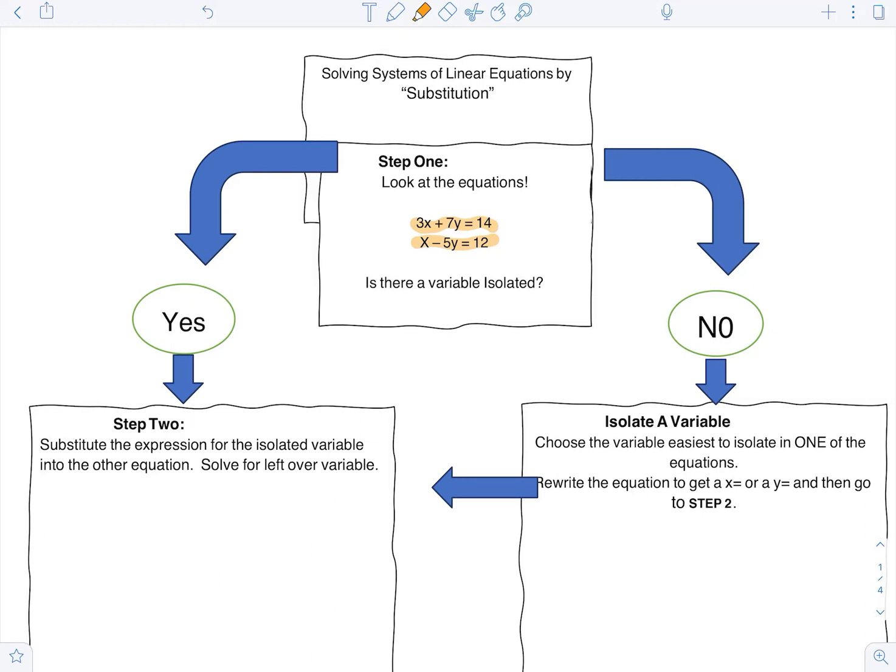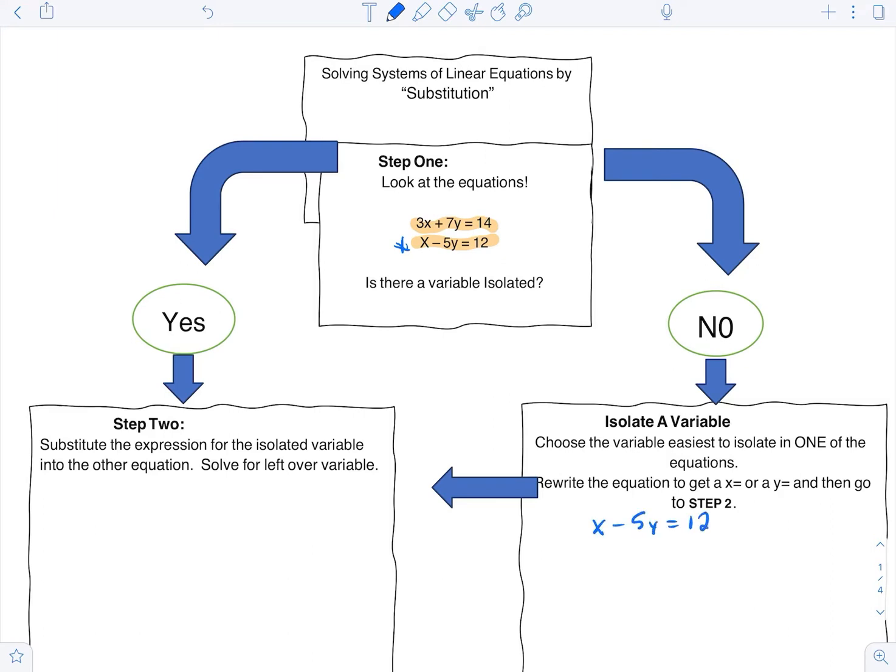So we're going to have to choose an equation where the variable is easiest to isolate in one of the equations. So, for instance, in this problem here, notice how in this second equation, x has a coefficient of 1. So that means it'll be easy to solve for x. And that's what we're going to do here.